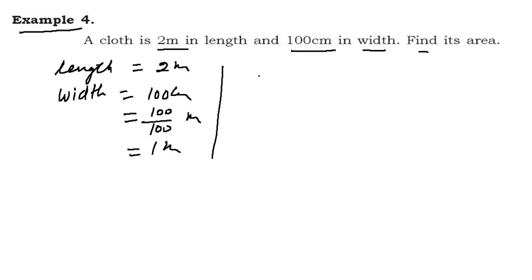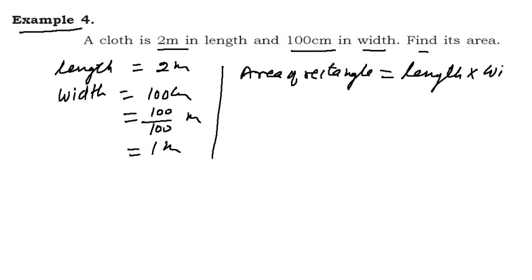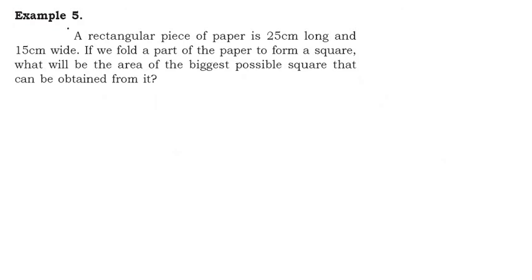Now area of rectangle. Area of rectangle is length into width. Length is given as 2 and width is 1, so it is 2 meter square or square meter. So that is your answer. Now come to the next question. That is example 5.